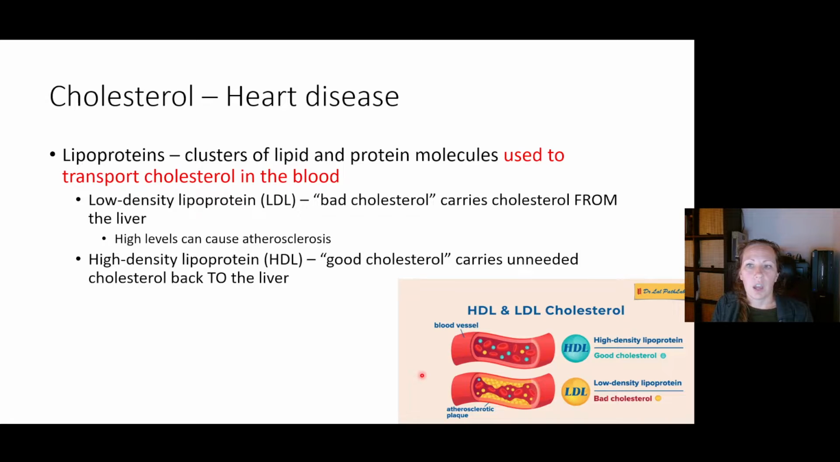Okay. The other type of lipoprotein is high density lipoprotein. This is often called our good cholesterol, because what it does is it finds unneeded cholesterol and carries it back to the liver. Its function isn't to drop cholesterol off, it's to pick it up. So high density lipoprotein is good and protects against heart disease.